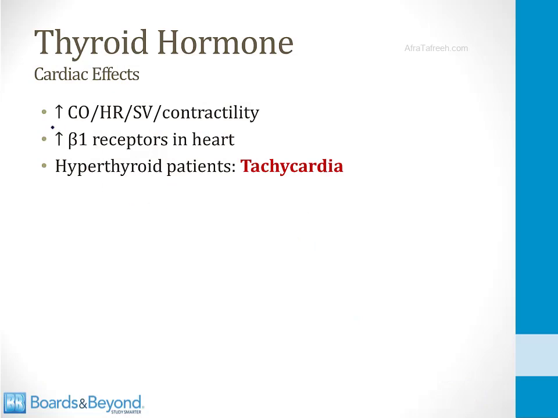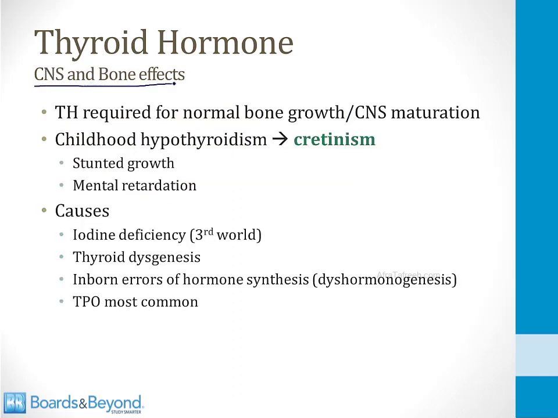In the heart, thyroid hormone can raise the heart rate, the cardiac output, the stroke volume, and the contractility. One of the ways it does this that has been well described is by increasing the number of beta-1 receptors in the heart so that catecholamines exert a greater effect. And once again, this has a clinical implication when it comes to patients who are hyperthyroid. They are often tachycardic, and that's via this mechanism shown here. Thyroid hormone also has important CNS and bone effects.